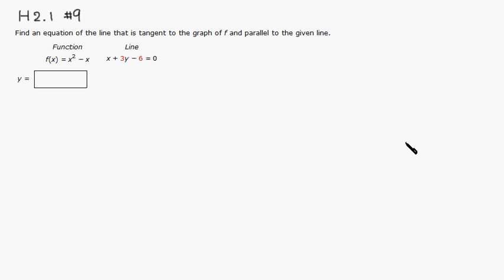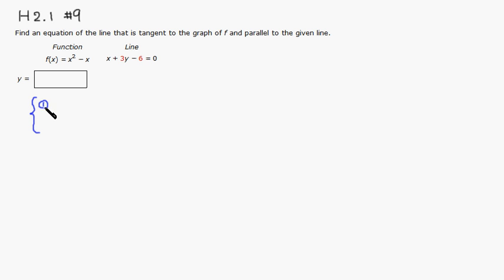Okay, let's look at homework 2.1, number 9. We want to find the equation of the tangent line to this curve parallel to the given line. Whenever you try to find the equation, you are looking for two things.